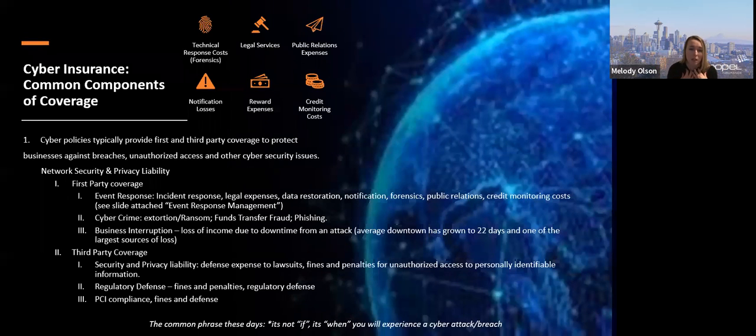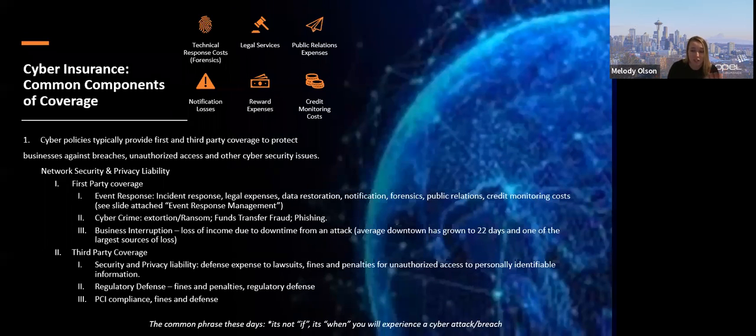First party, meaning costs that your business directly incurs, are out-of-pocket expenses. And then there's a third party component, where it's just your business's liability to other parties, like affected individuals, because the data you contained on them, their personally identifiable information, has been breached and released to an unauthorized user. So, things that fall into the bucket of first party coverage would be the event response, right? Legal expenses, restoring data, those costs to notify those affected parties, all of the IT forensics to figure out where the hole is and how to patch it.